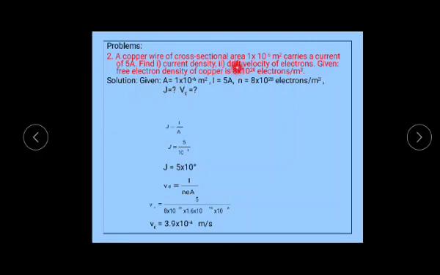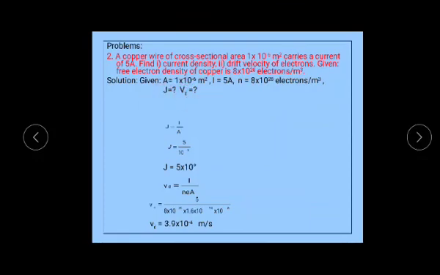Second one is you have to find out the drift velocity. So, Vd is equal to how much? One more point is given here. Free electron density of copper is 8 × 10^28 electrons per meter cube. Means small n value is given. So, I is given, A is given and small n is given. Using these, you have to find out J and Vd.